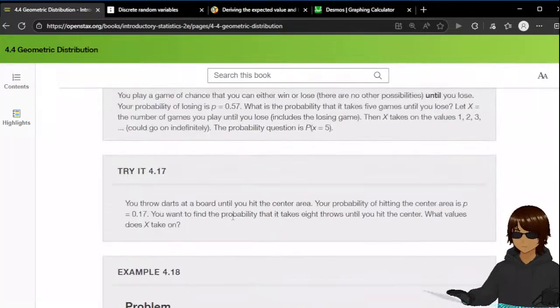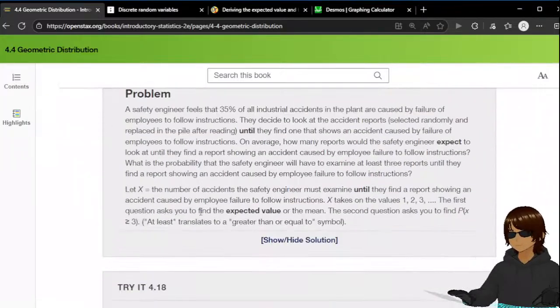Anyways, going back to the other question again. So, what they were asking. What is the probability that the safety engineer will have to examine at least 3 reports until they find a report showing an accident caused by employee failure to follow the instructions? There's a 35% chance of that, right? On average, how many reports would the safety engineer expect to look at until they found a report showing an accident caused by the employee failure to follow the instructions?